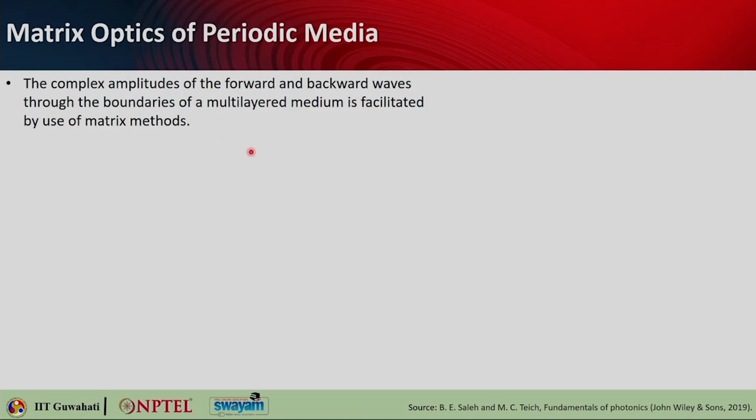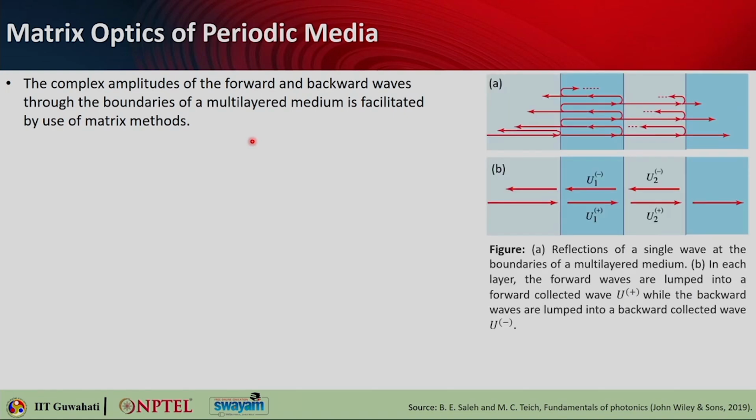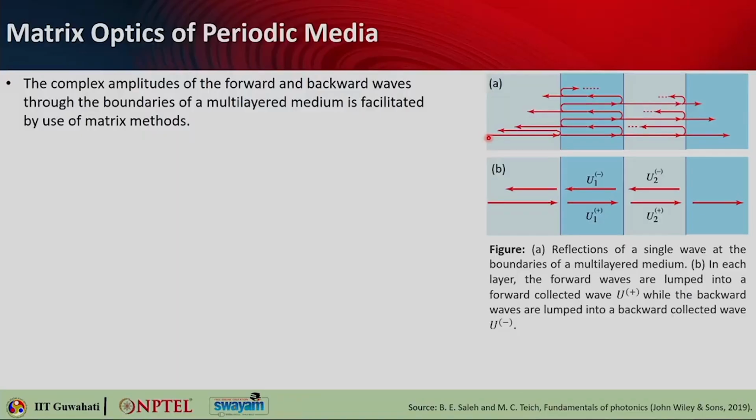The complex amplitudes of the forward and backward waves through the boundaries of a multilayered medium are handled by the use of the matrix method, something like this. Here you can take an example of a multilayered medium, medium 1, 2, 3, 4 and so on, just to make you understand how complex the system could be. You start with one particular wave that is partially getting reflected, and some part is getting refracted or transmitted.